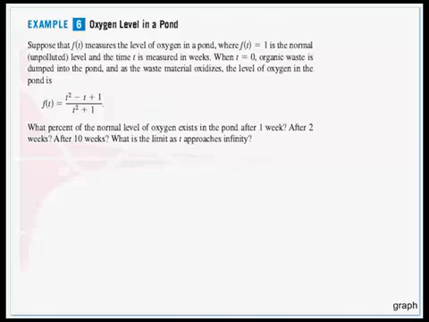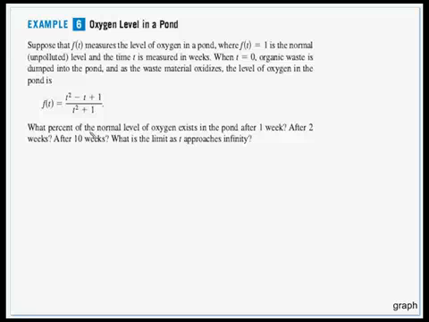On example 6 here, a little more real-world application, oxygen levels in a pond. Suppose that f of t measures the level of oxygen in a pond, where f of t equals 1 is the normal unpolluted level at the time t, which is measured in weeks. When t is 0, organic waste is dumped into the pond. And as this waste material oxidizes, the level of oxygen in the pond is given by this function. f of t is (t squared minus t plus 1) divided by (t squared plus 1).